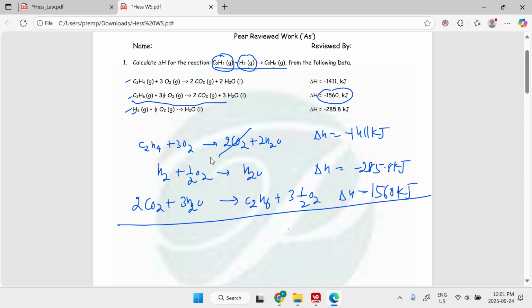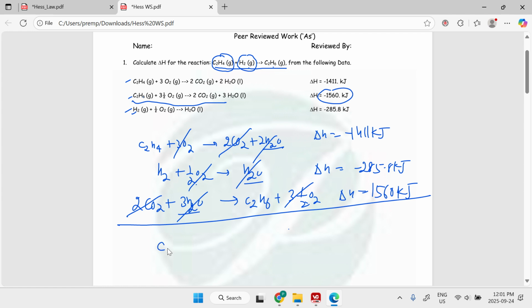I can see 2CO2 here, they will cancel with 2CO2 here. I can see here two water molecule, three water molecule. So I have three water molecule here, so they will cancel. Okay, then I have 3.5 O2 here, and I have 3.5 O2 here, also they will cancel.